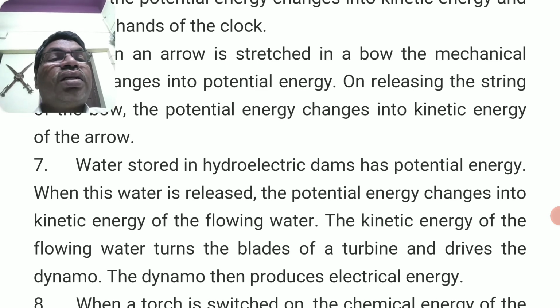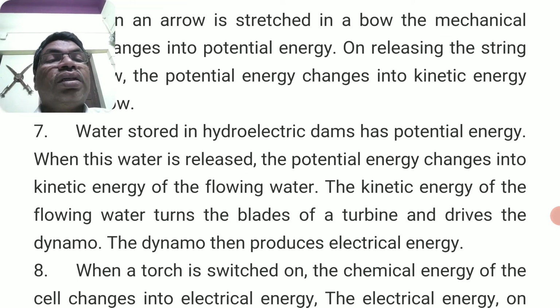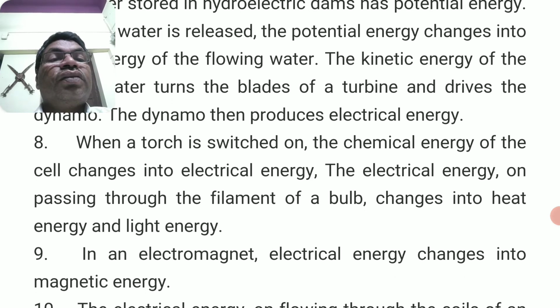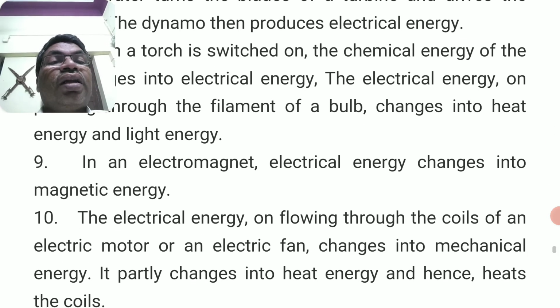The kinetic energy of the flowing water turns the blades of a turbine and drives the dynamo. The dynamo then produces electrical energy. When a torch is switched on, the chemical energy of the cell changes into electrical energy. The electrical energy on passing through the filament of the bulb changes into heat energy and light energy.